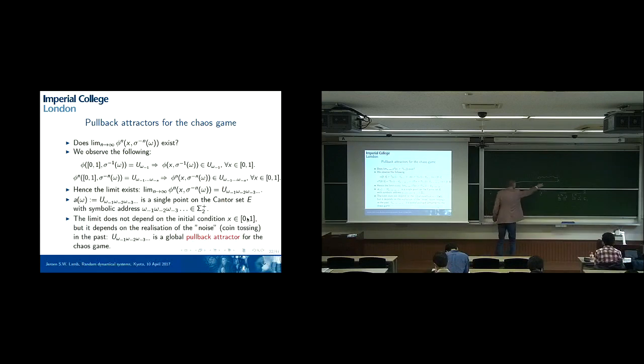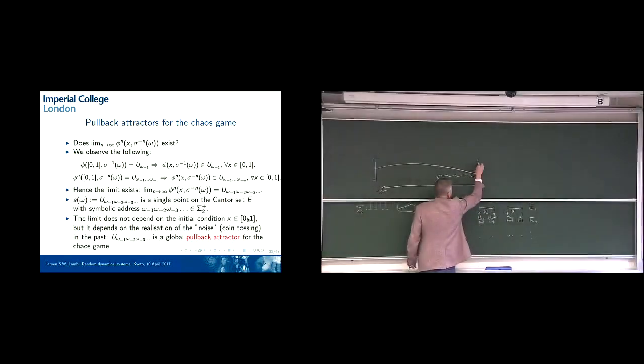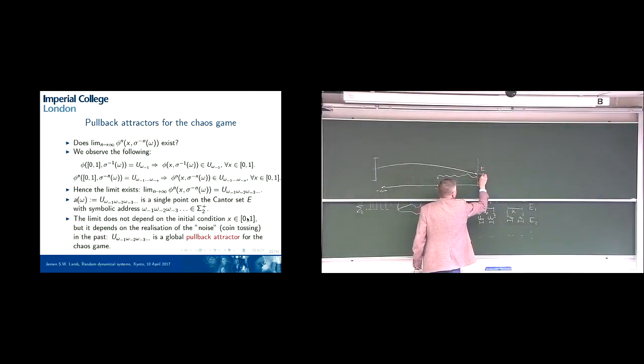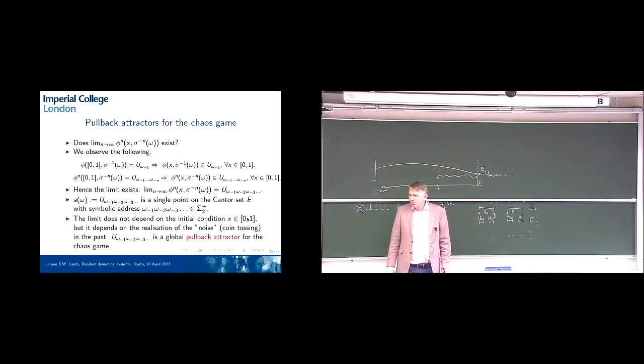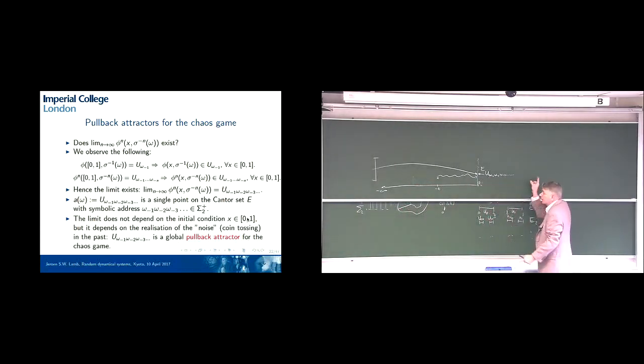So you have here a sequence of times. I start here with some set or some point, and it will go straight to a point in E. And this is this set with the given address. So if I know only some parts of the address, I also know something, namely that it's in a subset. And if I then know more symbols, then I know it's in a smaller subset.